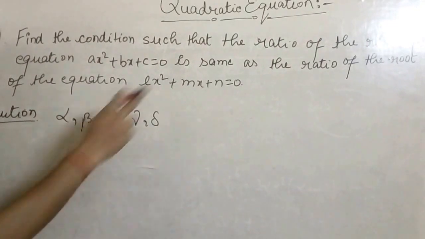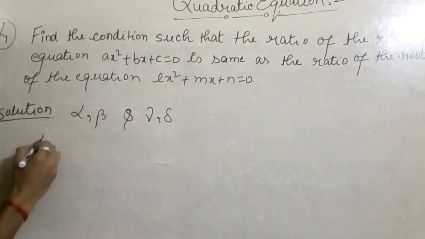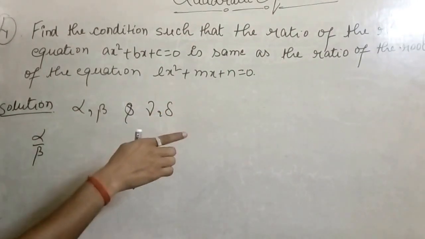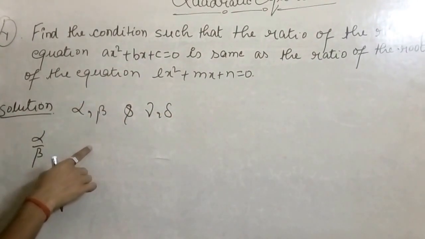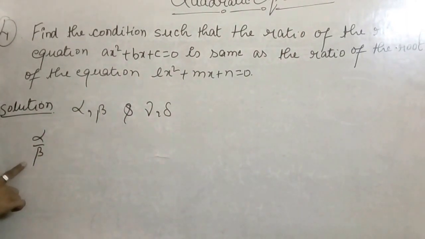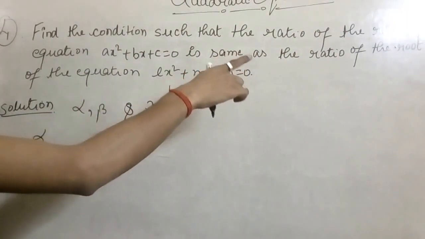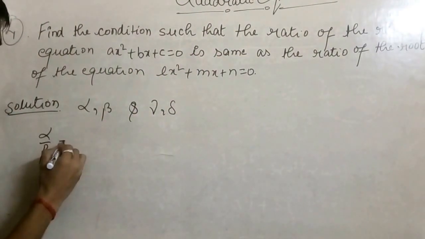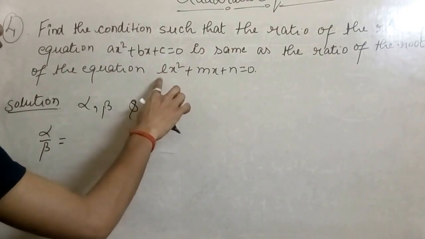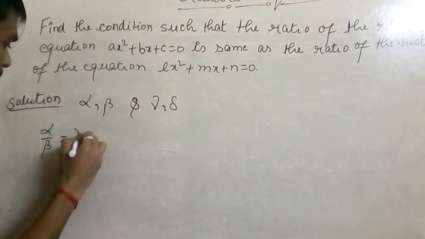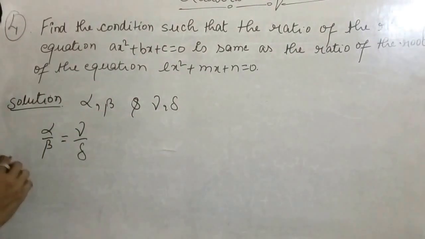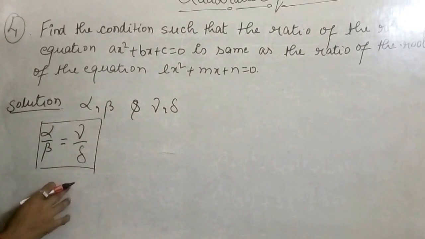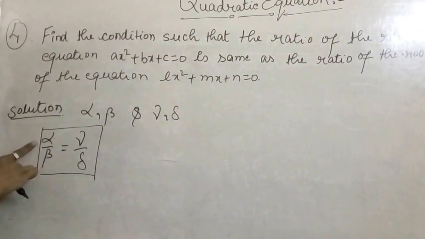Okay, so from the question it is given that alpha upon beta is the ratio of the roots. What is the meaning of the ratio? Ratio means alpha divided by beta. So from this question, the ratio of the roots of this equation, alpha upon beta, is equal to the ratio of the roots of this equation, gamma divided by delta. We have to find the condition.